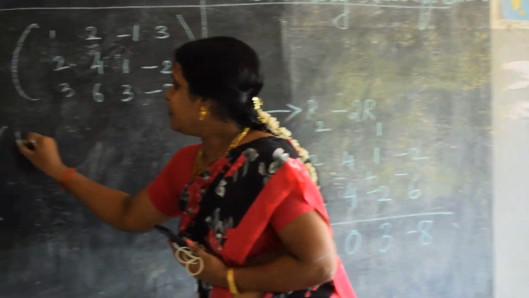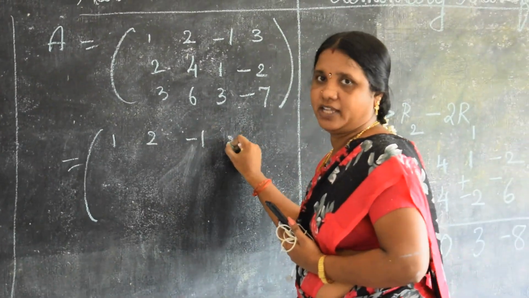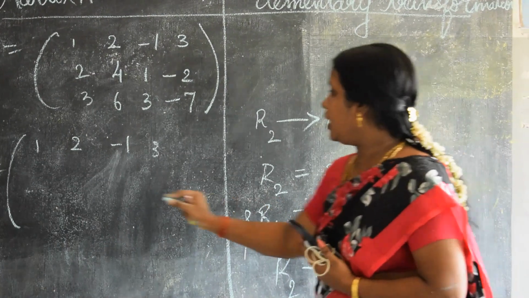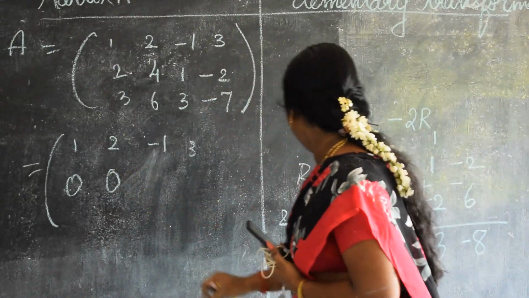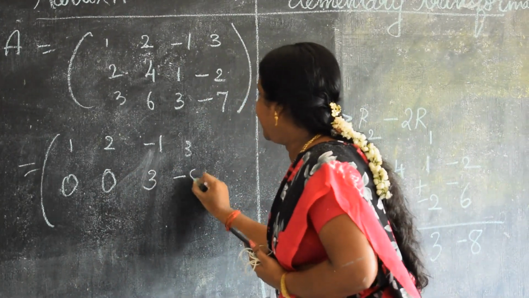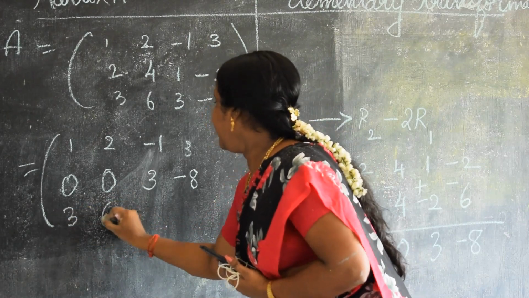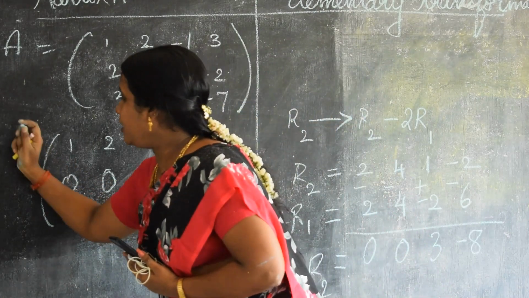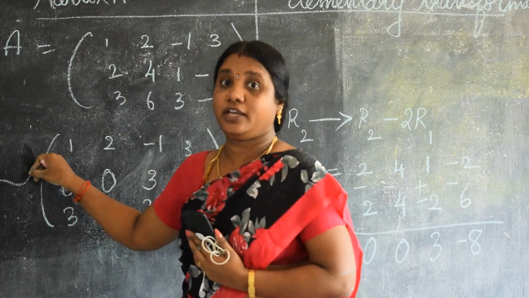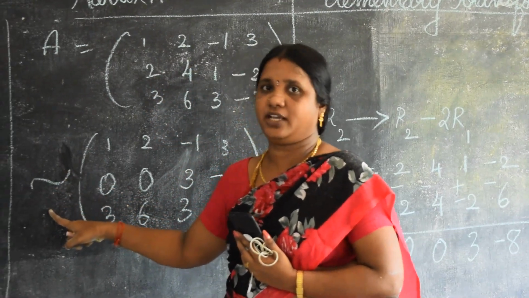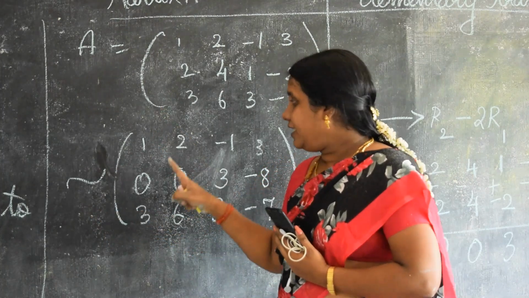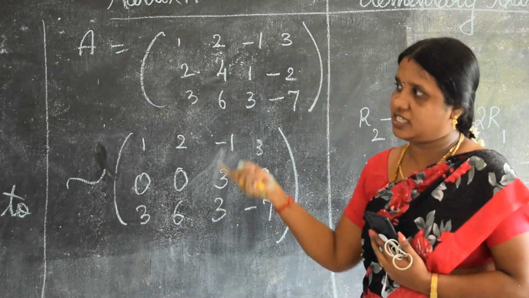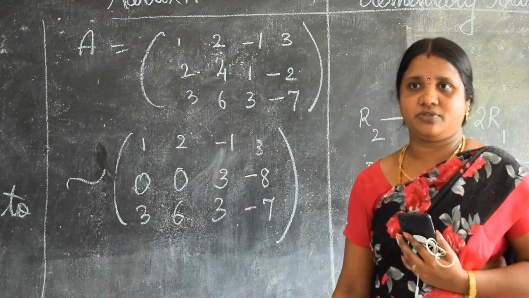Okay? So this first row you should not change, it stays as it is. I am changing R2 with the help of elementary transformation. Now my R2 has become 0, 0, 3, minus 8, 3, and R3 I have written as it is. Okay, here you have to write the matrix. Here you should not put equivalent, because this matrix is obtained from the previous matrix by elementary transformation. This is our rule in elementary transformation.